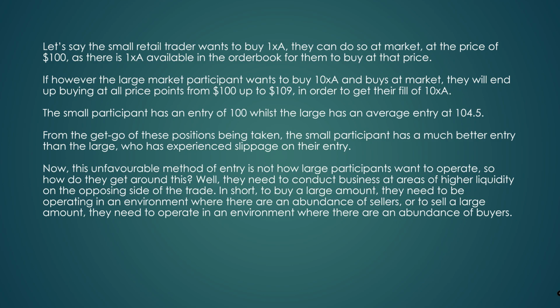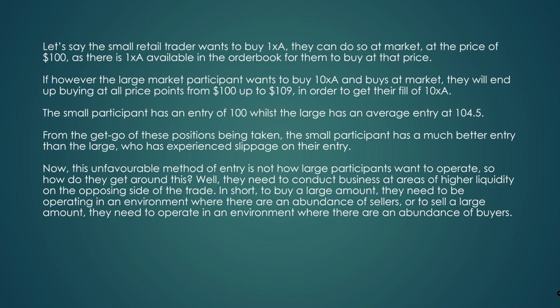Let's say the small retail trader wants to buy 1 times A. They can do so at market at the price of 100, as there is 1 times A available in the order book for them to buy at that price. If, however, the large participant wants to buy 10 times A and buys at market, they will end up buying at all price points from 100 up to 109 in order to get their fill of 10 times A. The small participant has an entry of 100, whilst the large has an average entry of 104.5. So, from the get-go of these positions being taken, the small participant has a much better entry than the large, who has experienced slippage on their entry.